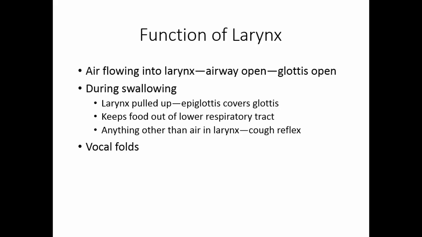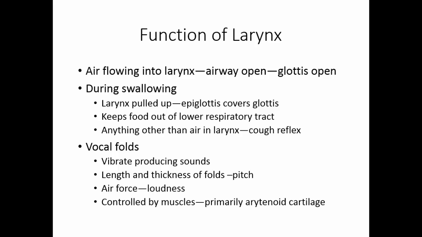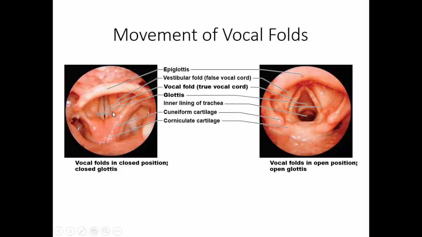Housed in the larynx are the vocal folds. They vibrate to produce sounds. The length and thickness of the folds determine the pitch of the sound, and the force of air through the vocal folds determines the loudness. The vocal folds are controlled by tiny muscles that control the cartilages, primarily the arytenoid cartilages, that are attached to the vocal folds. Here we see the glottis closed. The epiglottis has been pulled back, and here the glottis is open. The vocal folds are here and here.